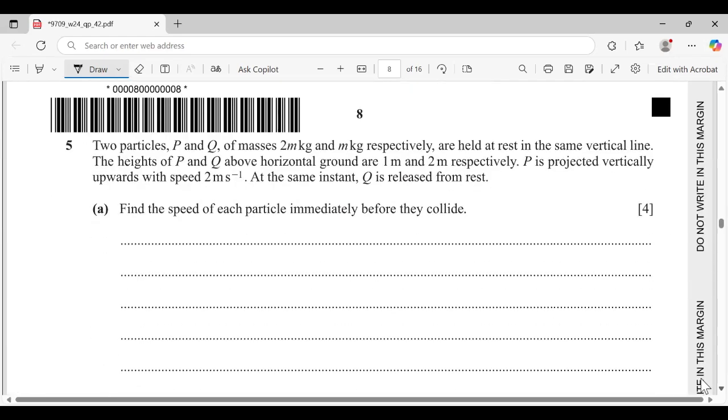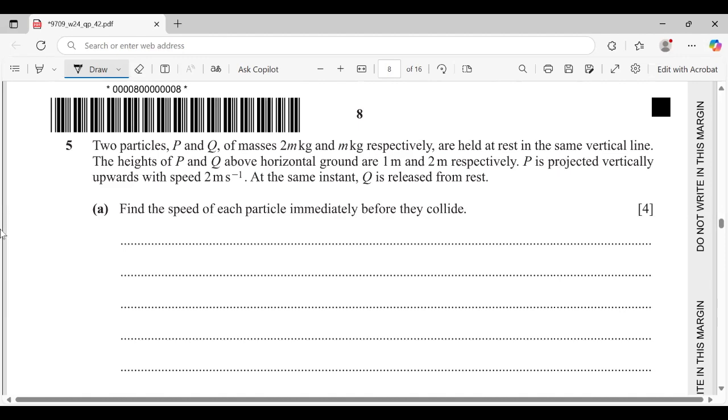Next question. So particles P and Q of masses 2m kilogram and m kilogram respectively are held at rest in the same vertical line. The height of P and Q above horizontal ground are 1 meter and 2 meters respectively. P is projected vertically upwards with speed 2 meters per second at the same instant. Q is released from rest. Okay, find the speed of each particle immediately before they collide.